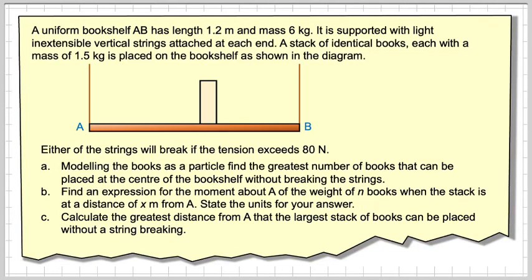Hi, this is a video about a moments question coming from an exam. A uniform bookshelf AB has length 1.2 meters and mass 6 kilograms. It's supported with light inextensible vertical strings, attached at each end. A stack of identical books, each with a mass of 1.5 kilograms, is placed on the bookshelf as shown in the diagram. Either string will break if the tension exceeds 80 newtons.